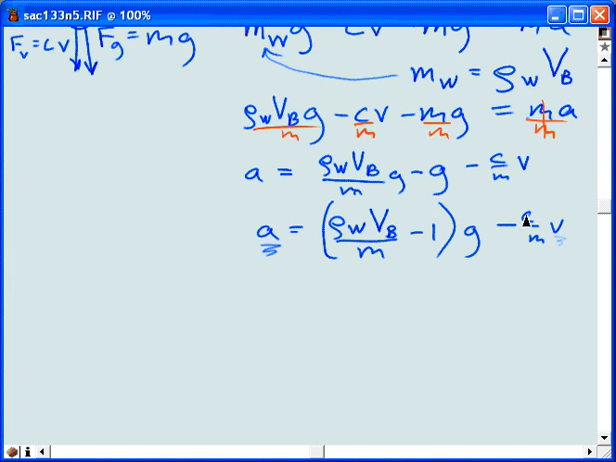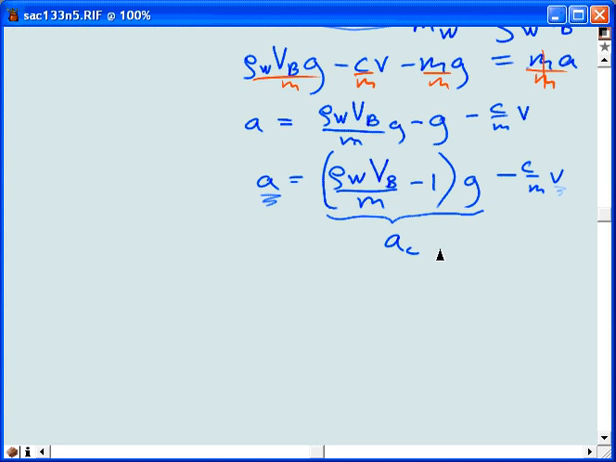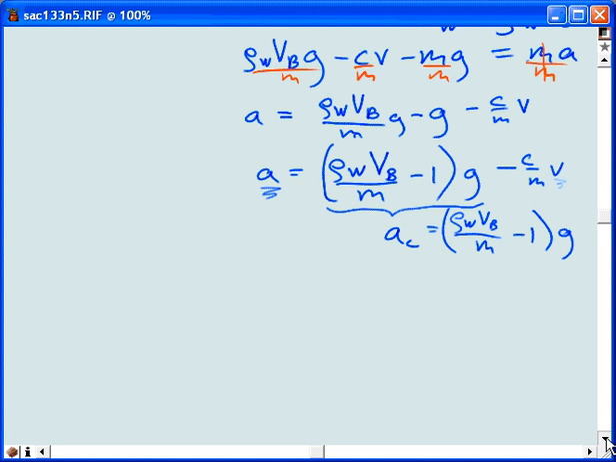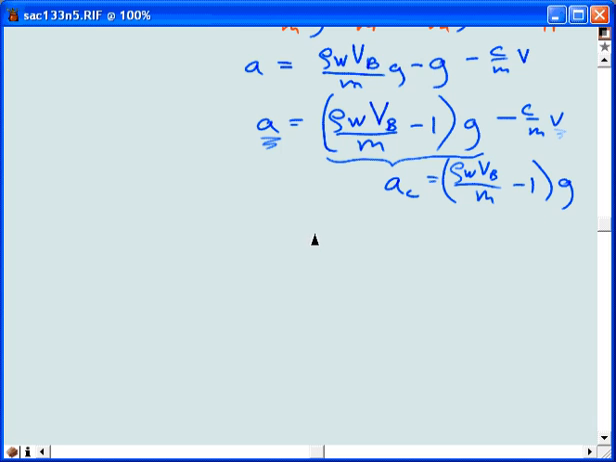It involves the c, which is what I'm looking for, so I can't substitute anything for it, but this piece has all known stuff in it. I think I'll define that as a sub c for a constant. It's the constant term of the acceleration, and then I got to subtract off a part that depends on v. So by definition, a sub c is equal to rho_w V_b over m, minus 1, all times g. I've just defined it that way. You can think of that as a sub g, the acceleration due to gravity. So a is equal to a sub c.